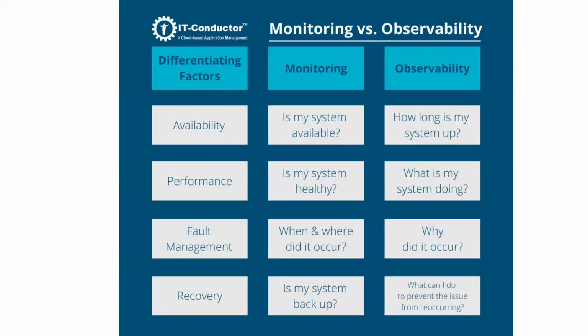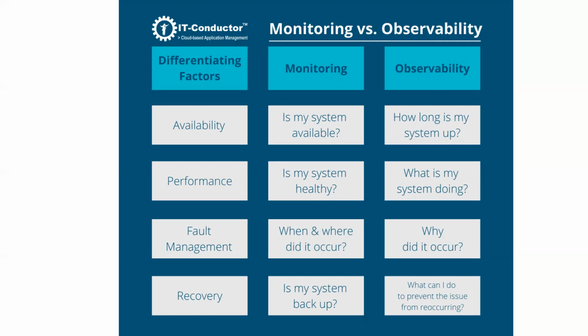So here you see the differentiating factors. In terms of availability, monitoring will tell you whether my system is available. Observability will let you know how long my system has been up. Performance, in terms of monitoring: is my system healthy? Observability lets you ask why my system is doing what it is doing.